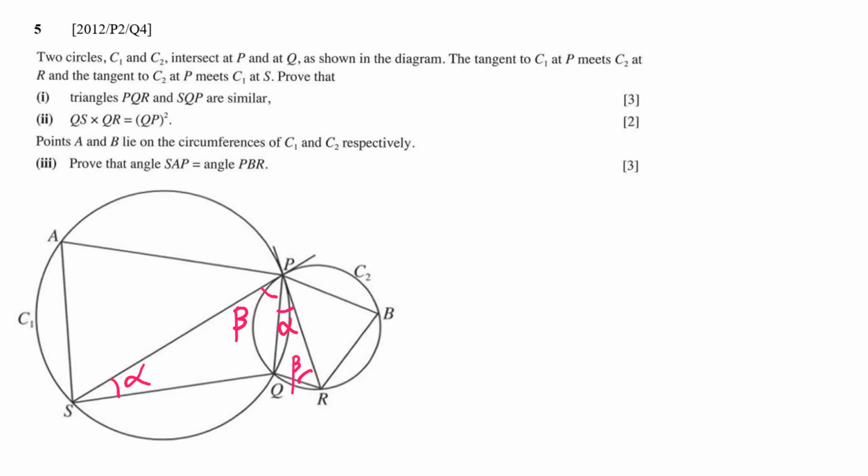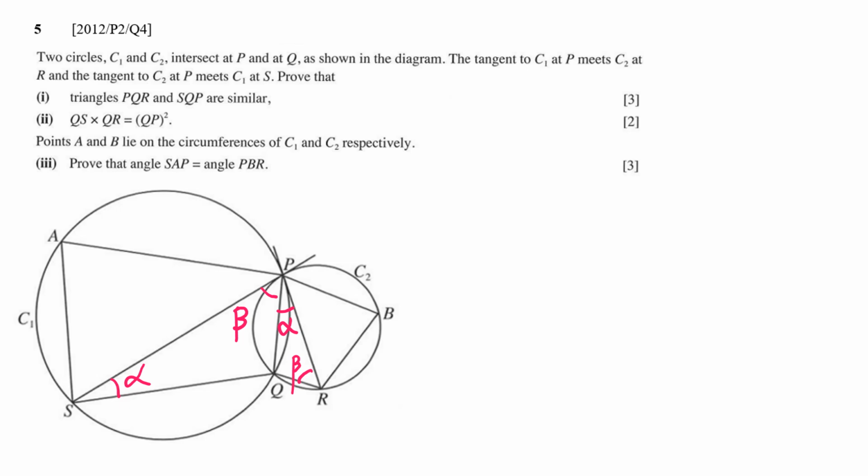Right, so let's look at these questions here. In these questions, we have two circles, C1 and C2. C1 is the bigger circle, C2 is a smaller one, and they intersect at 2 points P and Q. The tangent to C1 at P meets C2 at R, and the tangent to C2 at P meets C1 at S. Okay, not to worry.